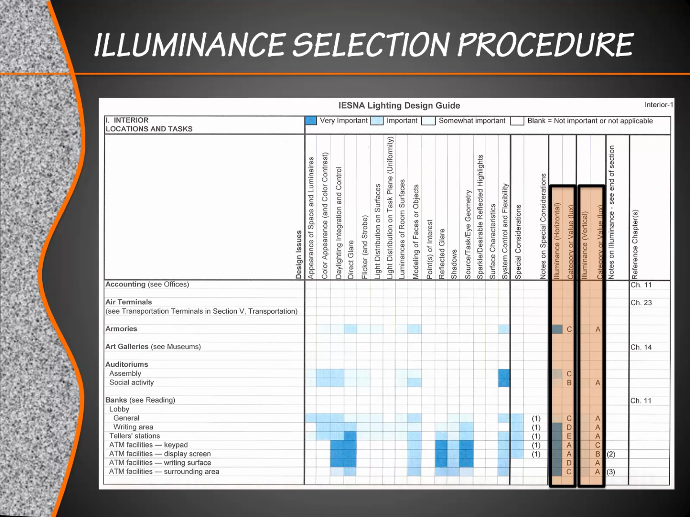In the waiting area, or writing area, where people may be reading magazines or balancing checkbooks while they wait to see their banker, we now need to look at category D, which gives us a value of 30 foot candles. In the teller area, where the task is more critical, we read across here, and the recommendations jump up to 50 foot candles, or category E. These different tasks have different lighting requirements.